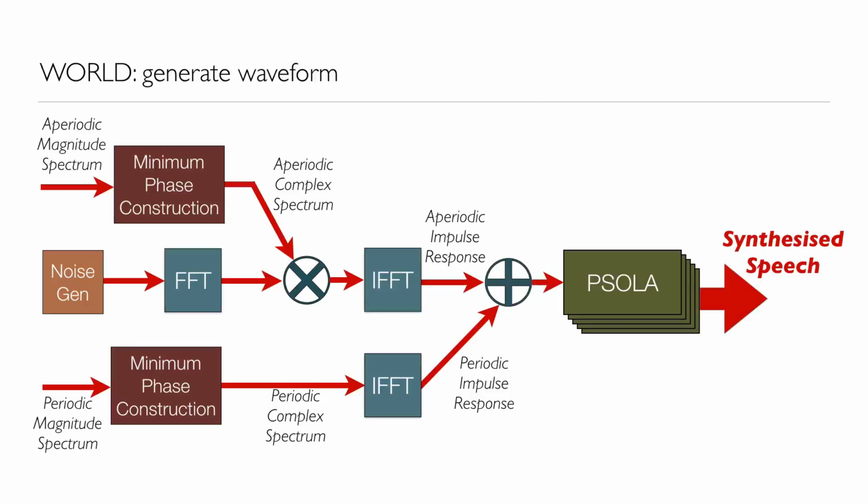Then once we have this addition of these two impulse responses, the aperiodic and the periodic, for each frame, we just need to overlap and add, following the pulse train that was constructed at the beginning of the process. And at the output, we'll have the synthesized waveform.